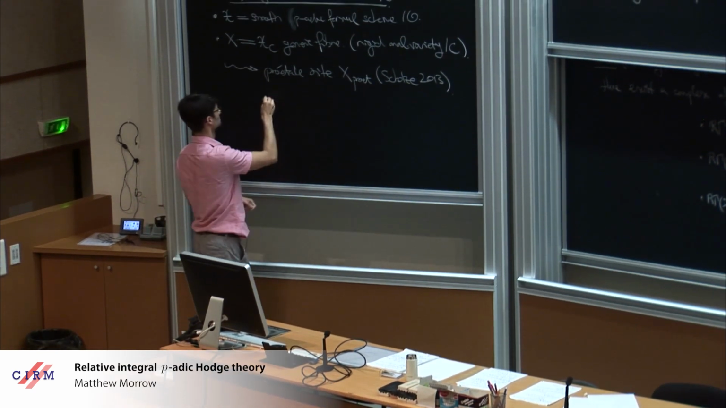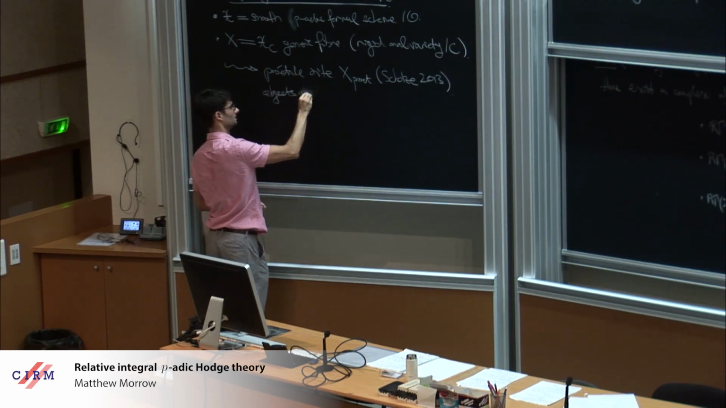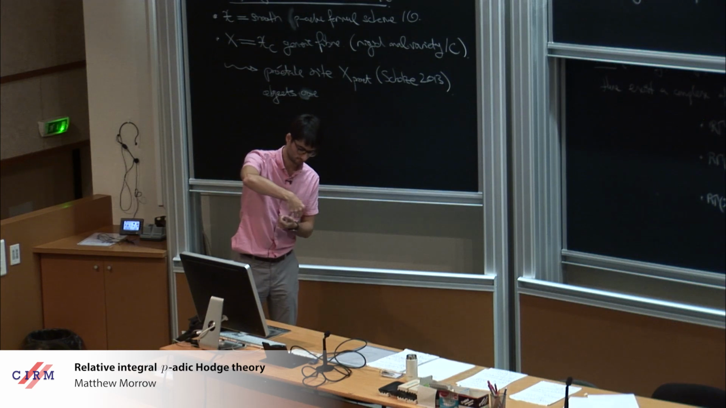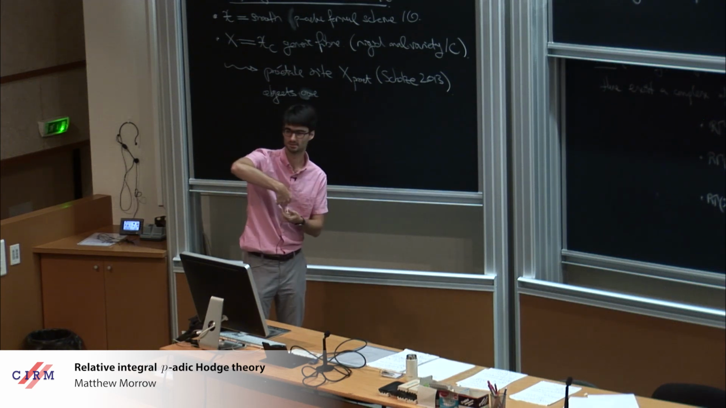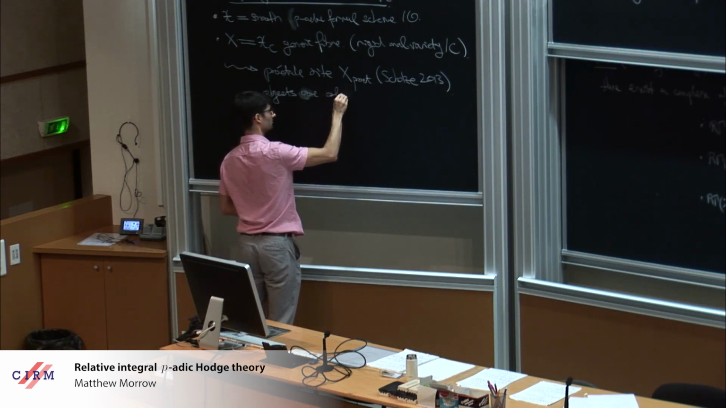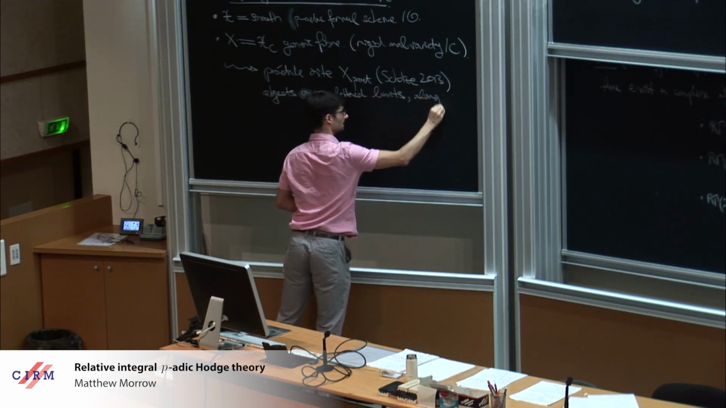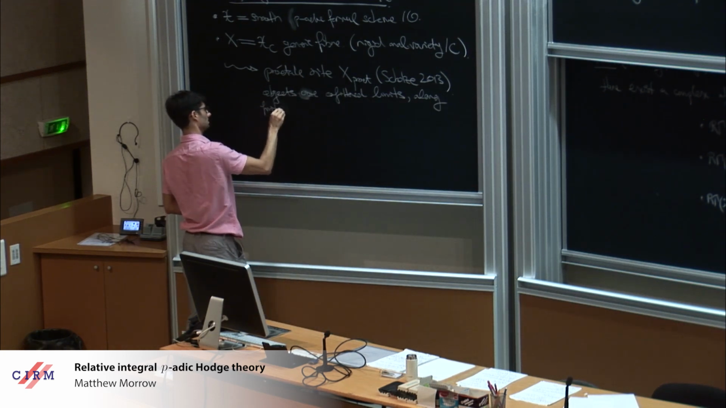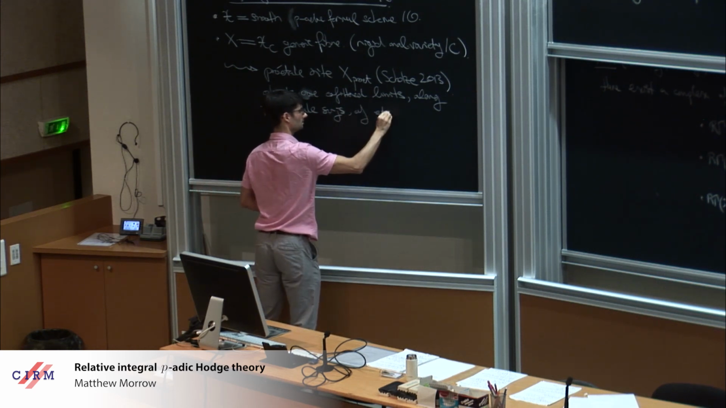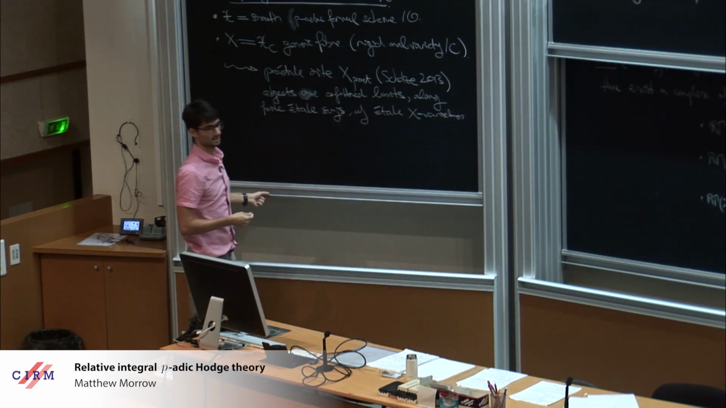So objects in this site are roughly towers of finite étale covers of some piece of X. Or more precisely, they're co-filtered limits, say along finite étale surjections, of rigid analytic varieties which are themselves étale over X.